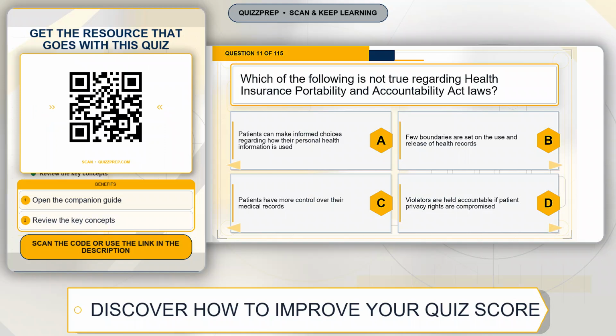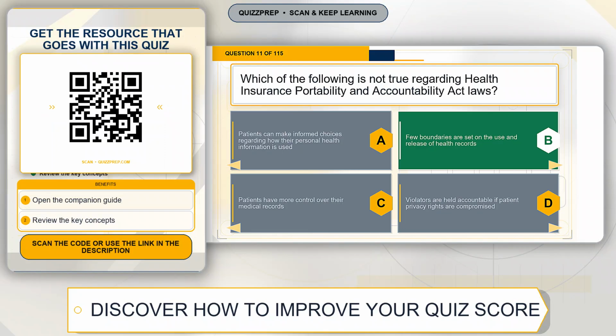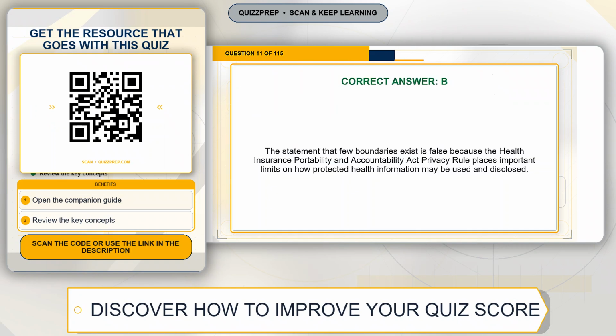Option C, patients have more control over their medical records. Option D, violators are held accountable if patient privacy rights are compromised. The correct answer is option B, few boundaries are set on the use and release of health records. Explanation: the statement that few boundaries exist is false because the Health Insurance Portability and Accountability Act privacy rule places important limits on how protected health information may be used and disclosed.